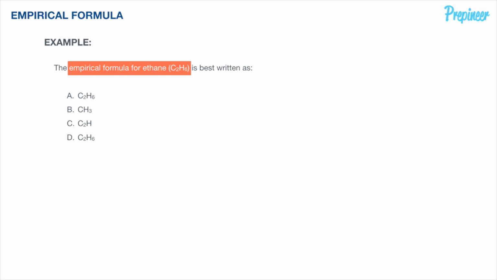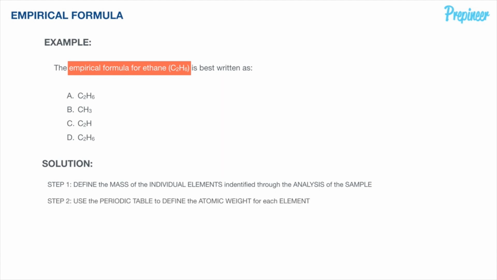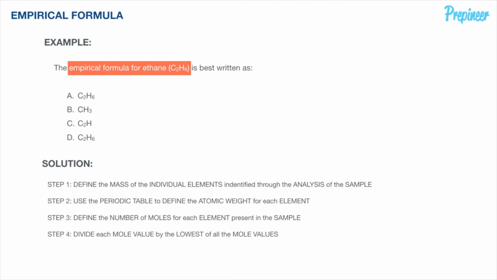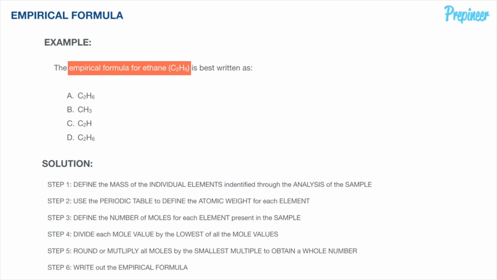So again, let's go ahead and scratch out a road to our solution. Step number 1, define the mass of the individual elements identified through the analysis of the sample. Use the periodic table to define the atomic weight for each element. Define the number of moles for each element present in the sample. Divide the mole value by the lowest of all the mole values. Round or multiply all moles by the smallest multiple to obtain a whole number. And then lastly, write out that empirical formula.